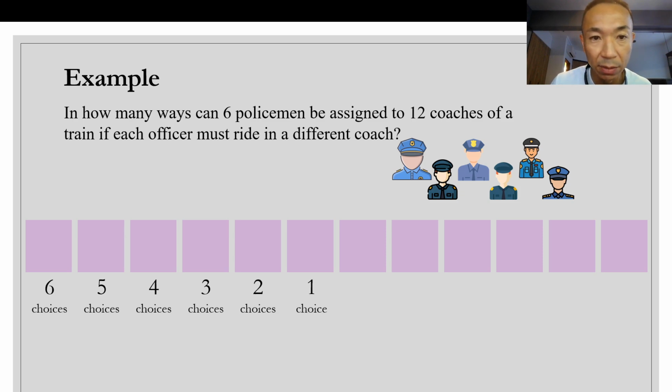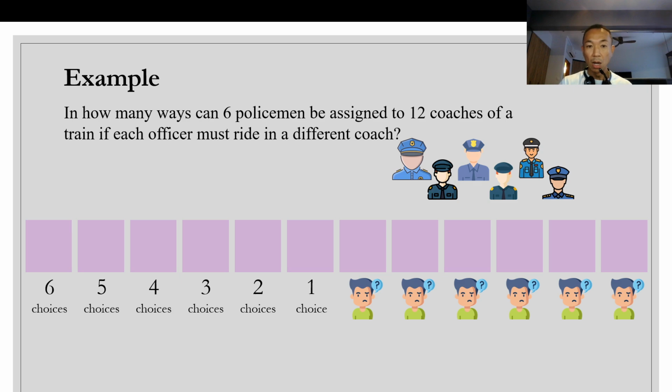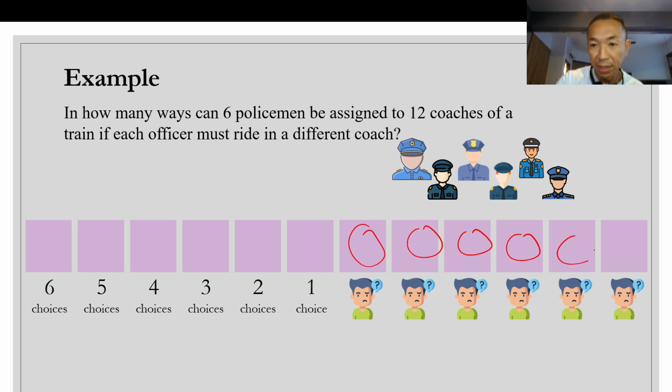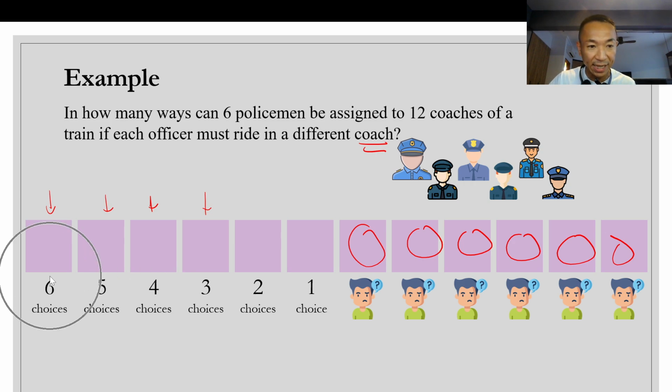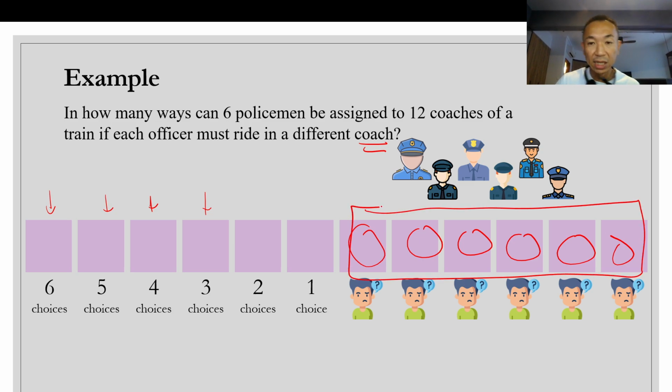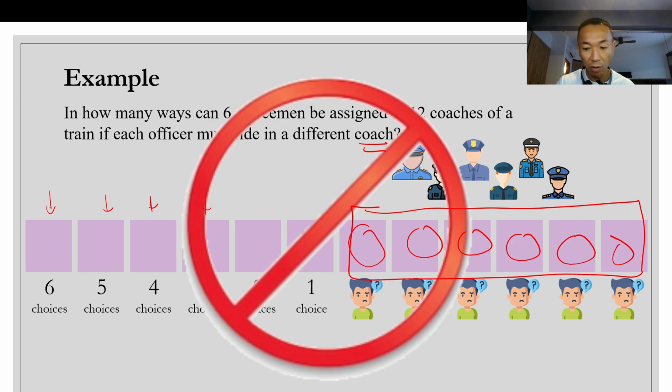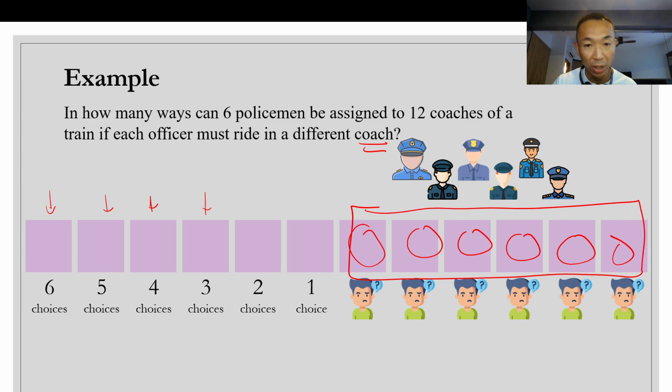What is wrong with this? It is wrong because these pink boxes represent coach 1, coach 2, coach 3. What you are finding is how many ways can I arrange the 6 policemen in the first 6 coaches, because then these other coaches are forced to be blank. You didn't even consider these other 6 coaches. Get it? So the answer is clearly not 6 factorial here. This is not the way to do it.